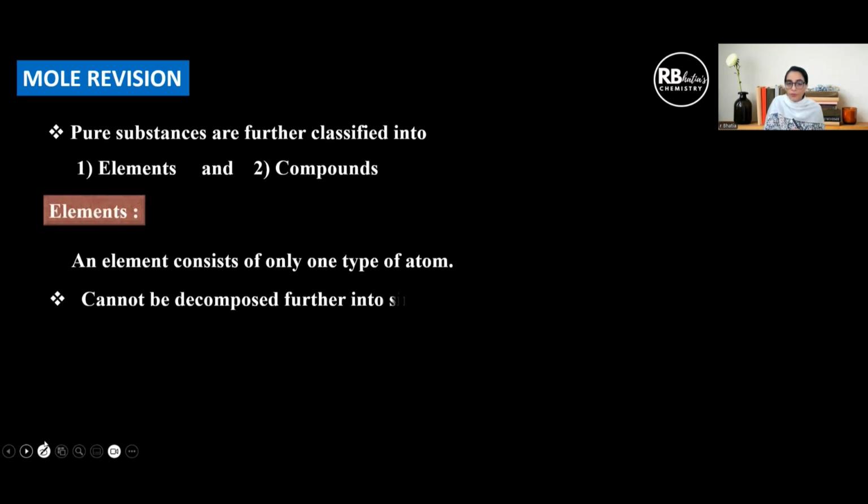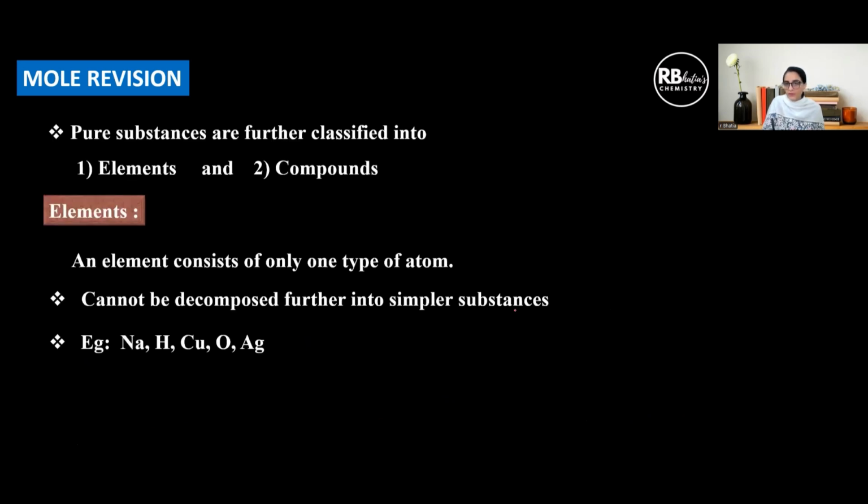An element consists of only one type of atoms and cannot be decomposed further into simpler substances. Examples of elements: sodium, a metallic element; hydrogen, a non-metallic element; copper, also a metallic element; oxygen, a non-metallic element; similarly sulfur is also an element. These consist of only one type of atoms and we cannot break them into anything simpler. That is why we consider this to be a pure substance.